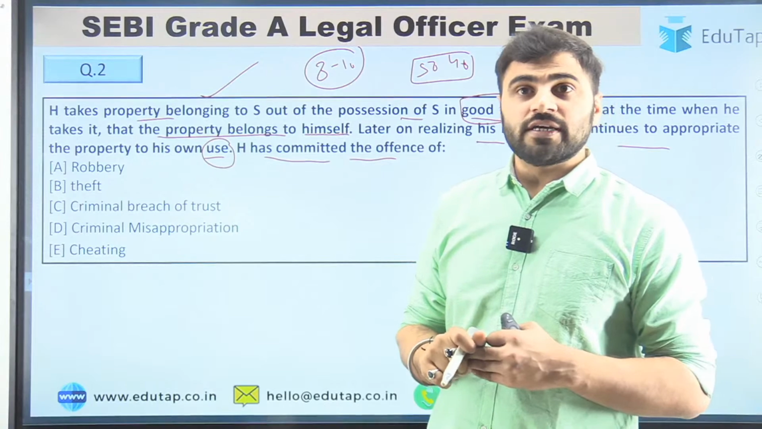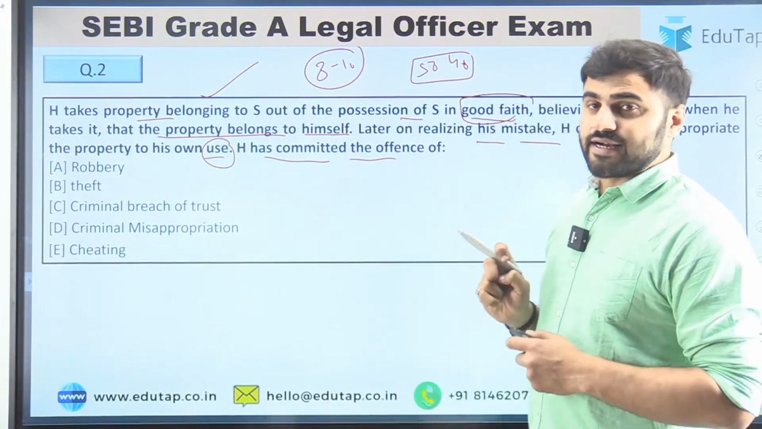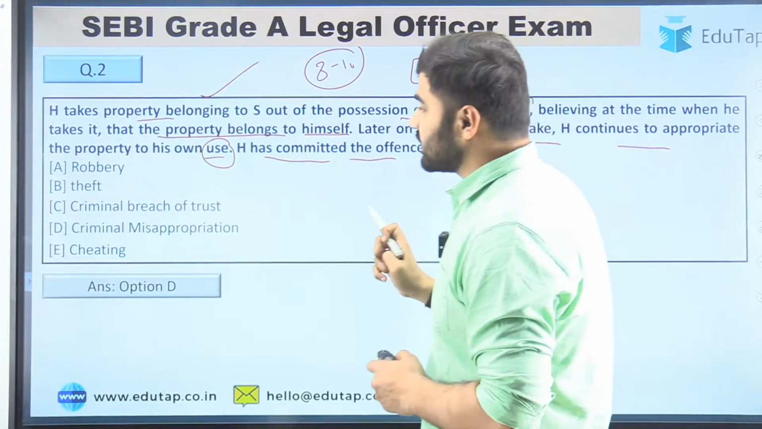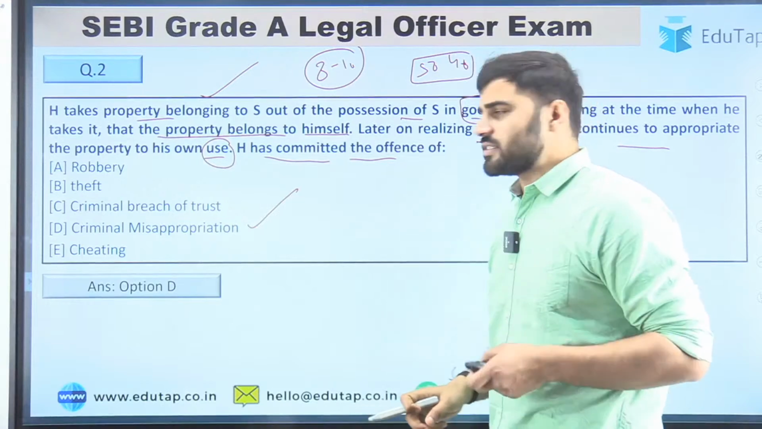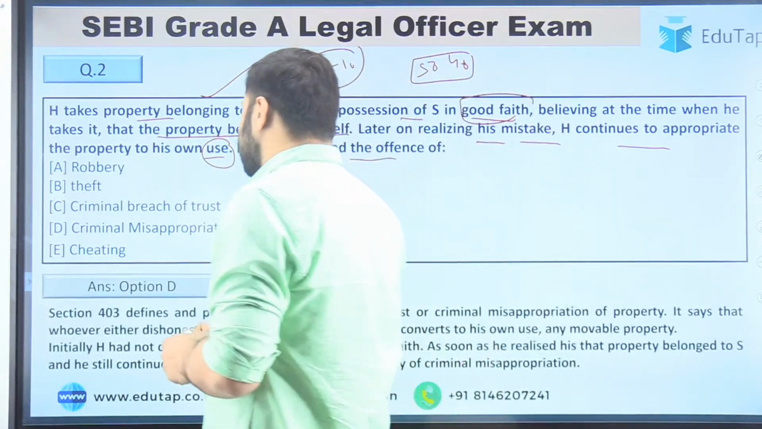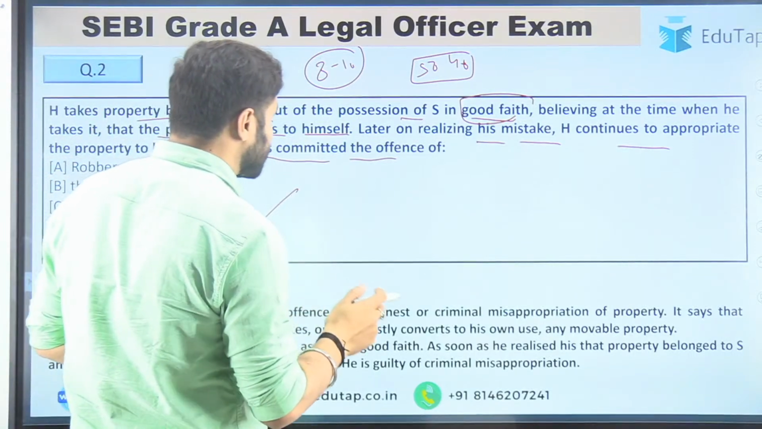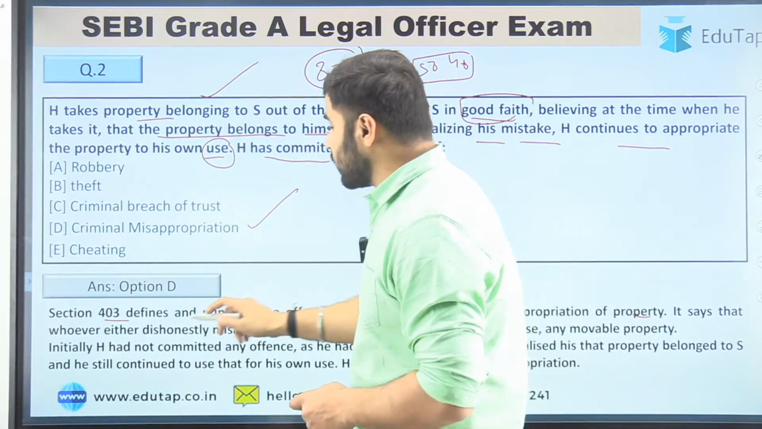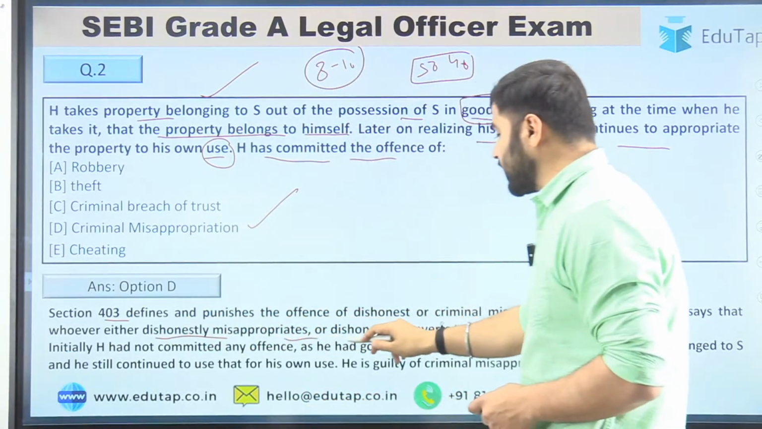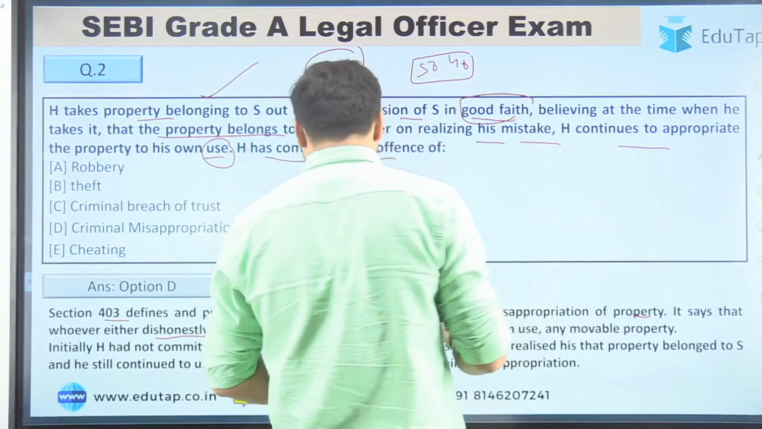Okay, so Kavita is saying option number C, that is criminal breach of trust. Okay, so let's see the right answer for this question, guys. The right answer is criminal misappropriation of property, right? So there is a slight difference you have to understand. Section 403 defines and punishes the offense of dishonest or criminal misappropriation of property. It says that whoever either dishonestly misappropriates or dishonestly converts to his own use any movable property.